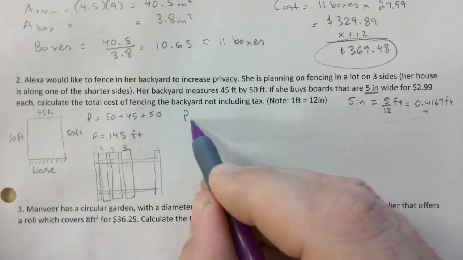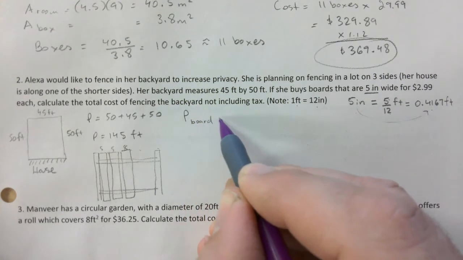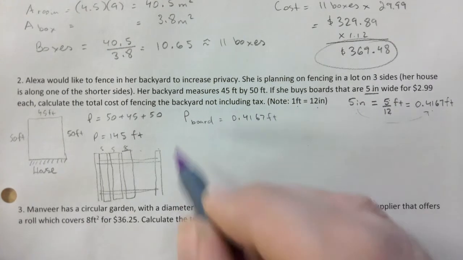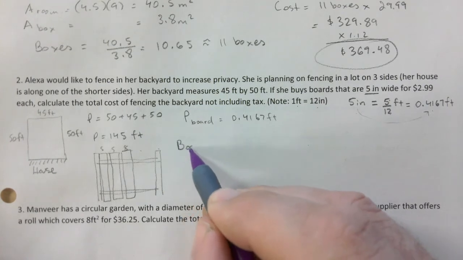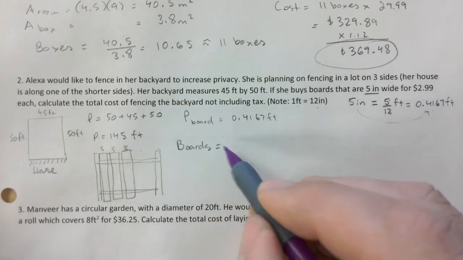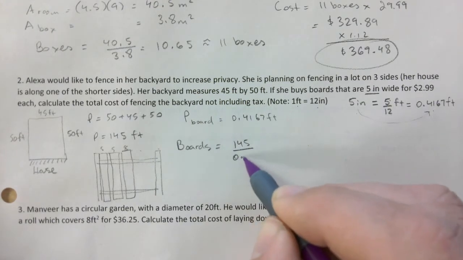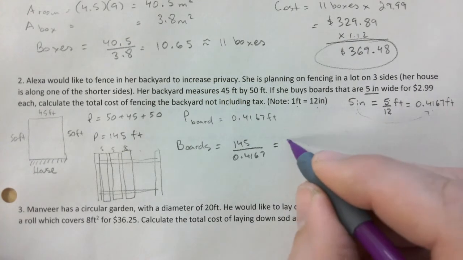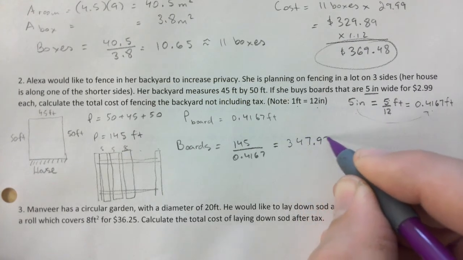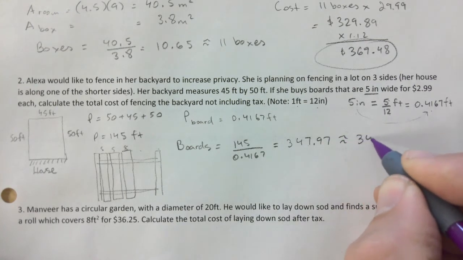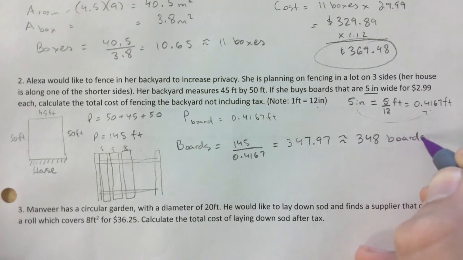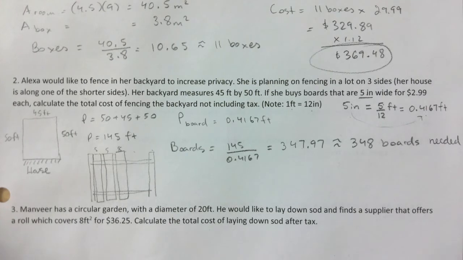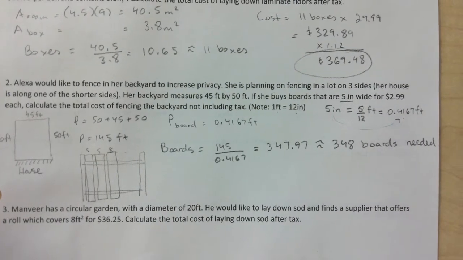So the length of one board is 0.4167 feet. Now I can find out how many boards I need. So I take the total distance divided by what one takes up, and you end up with 347.97, which is approximately 348 boards needed. Okay. That's how many you need to fence in this particular yard.